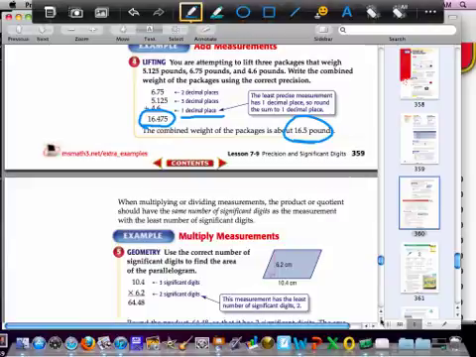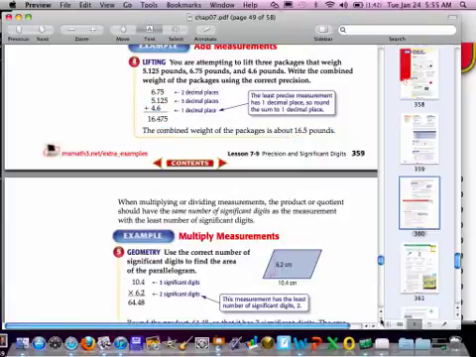And that's the rule for when you're adding or subtracting. It goes by where those are located. You go to the one that has the least precise measurement, and whatever decimal place that is in, that's where your answer is going to also be rounded off to.